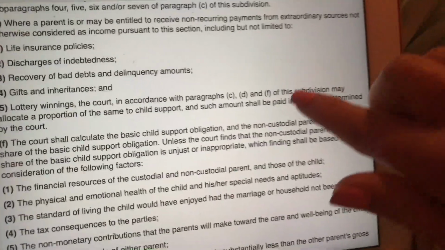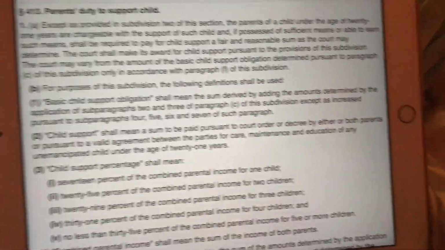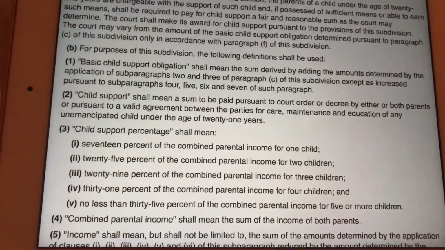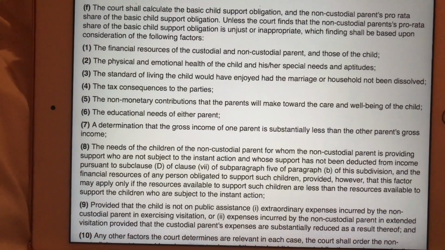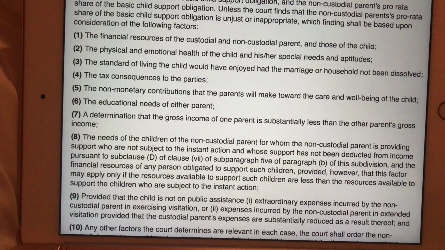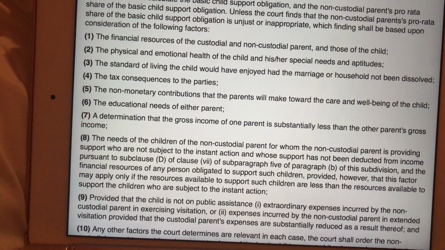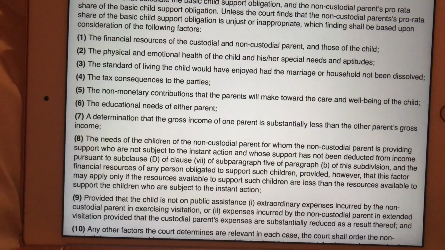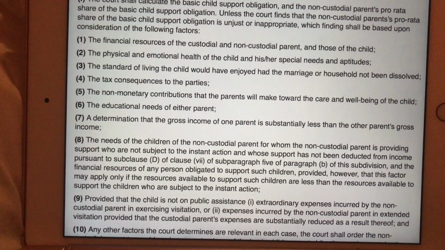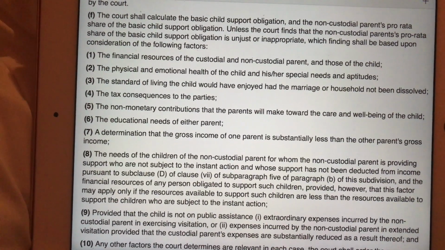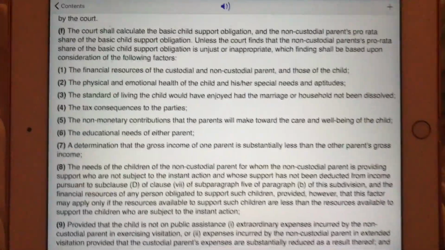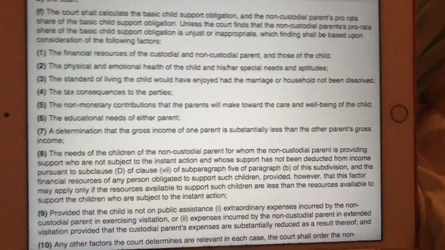In both subdivision E and F are talking about extraordinary circumstances like relocation, drastic difference in the income, something like that. In subdivision 9, it says, provided that the child is not on public assistance, extraordinary expenses incurred by the non-custodial parent in exercising visitation or expenses incurred by the non-custodial parent in extended visitation, provided that the custodial parent's expenses are substantially reduced as a result thereof. So an example of this would be relocation permitted.